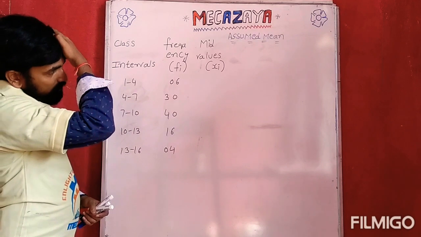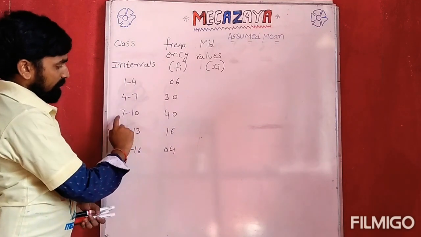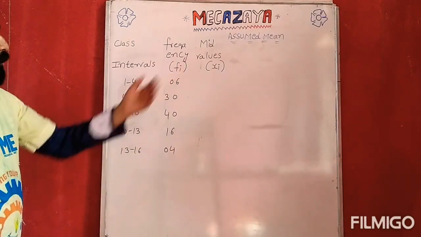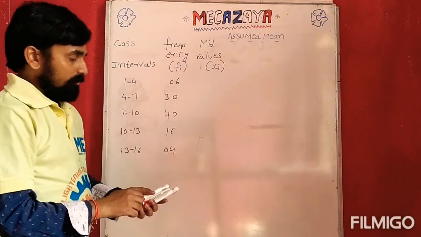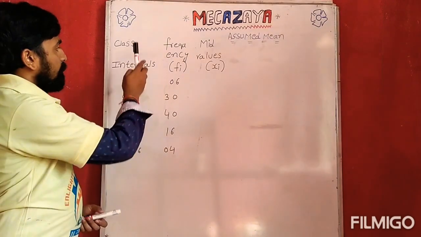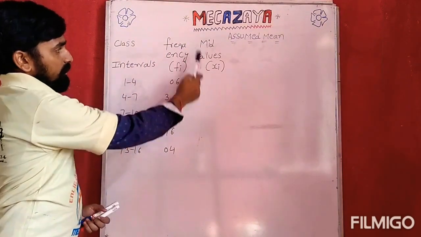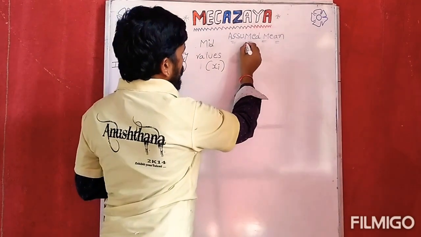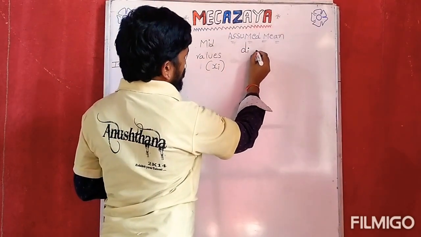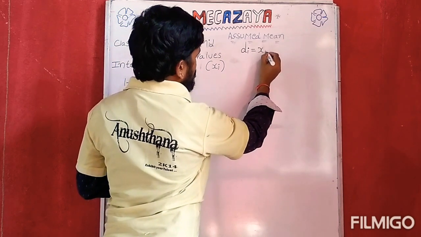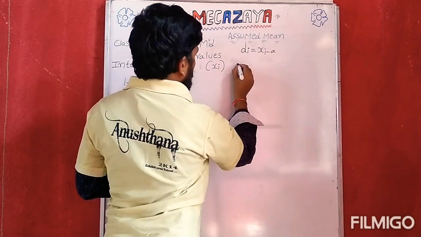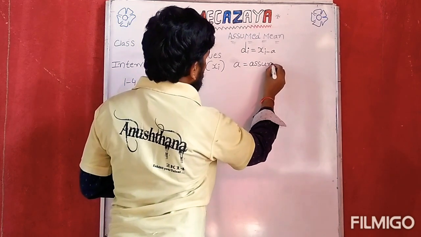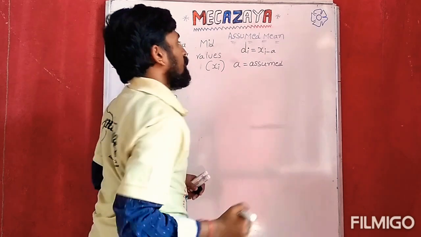Class intervals: 1 to 4, 4 to 7, 7 to 10, 10 to 13, 13 to 16. These are the frequencies. So mid values. First, let us write the class intervals, frequency, mid values. For the assumed mean, you are going to get di as the deviation, that is xi minus a, whereas a is called the assumed mean. We can assume any number.